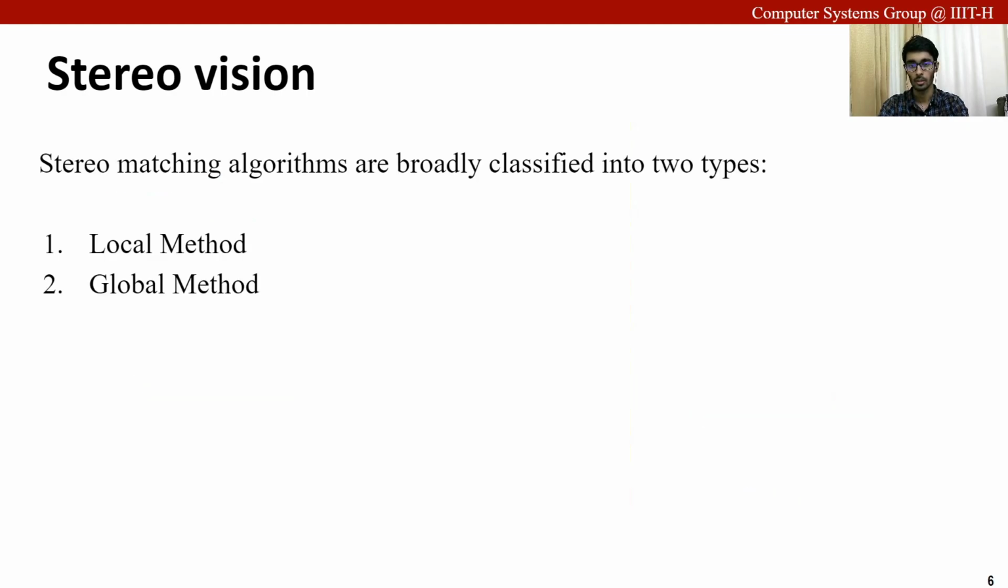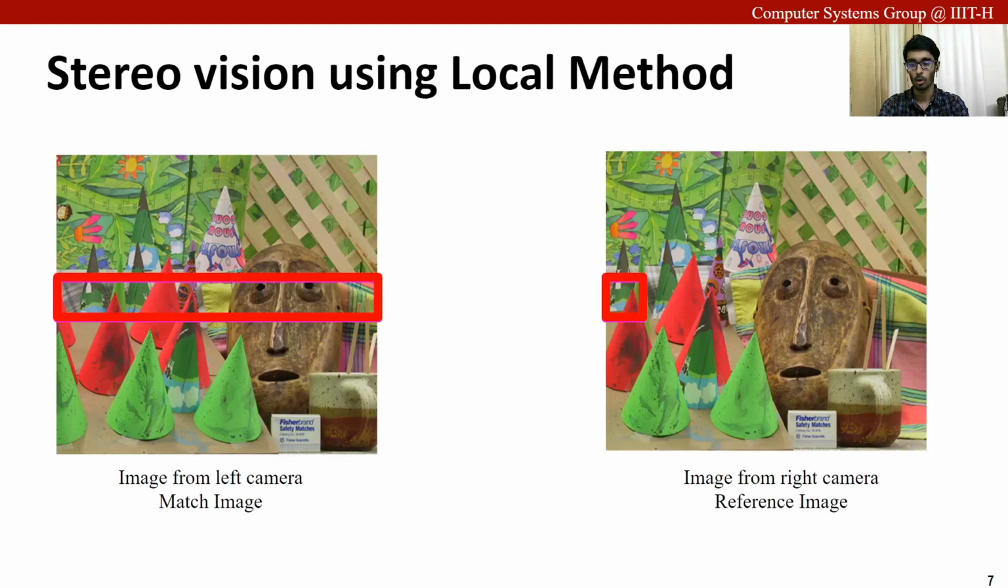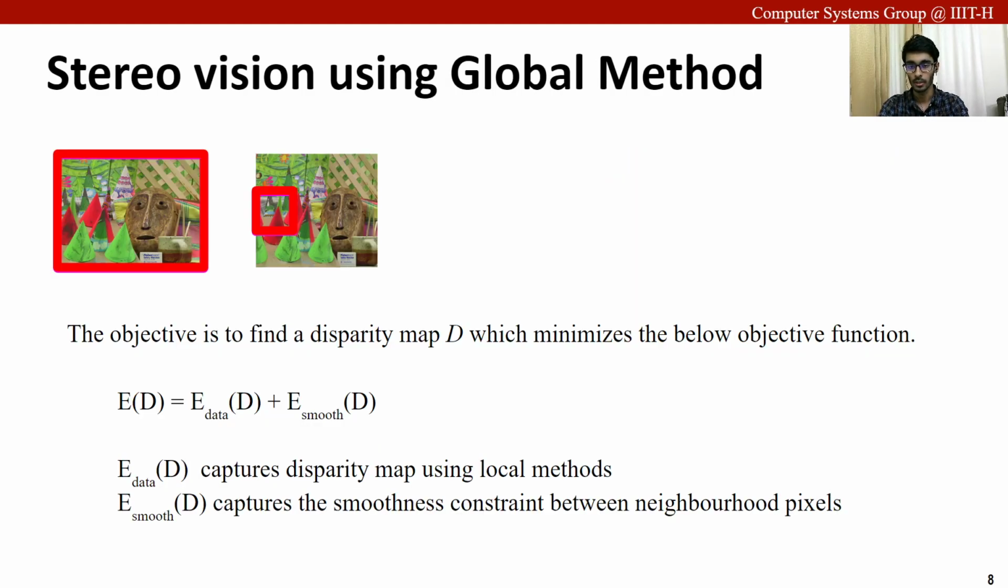Stereo matching algorithms are broadly classified into two types, local method and global method. In local method, we do block matching only along the horizontal scan line, whereas in global method, the objective is to find a disparity map D which minimizes the below objective function. The objective function comprises of two terms, eData and eSmooth. eData captures disparity map using local methods and eSmooth captures the smoothness constraint between neighborhood pixels.